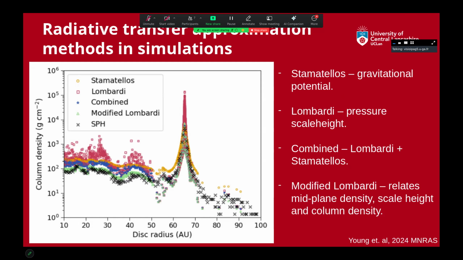So we have the original Stamatellos et al. method, which used the gravitational potential to estimate the opacity and column density. Then came along the Lombardi et al. method, which instead used the pressure scale height. And this is because while Stamatellos' method gives a very good estimation for our fragments and our clumps, using the pressure scale height gives a better estimation elsewhere in the disk. And then, as I mentioned already, Alison Young had developed and implemented the combined method, which essentially just alternates between Lombardi and Stamatellos methods in the regions that they work best. And also the modified Lombardi method, which uses relatively simple disk geometry to estimate the column density and opacity. So it's well tailored to self-gravitating disks.